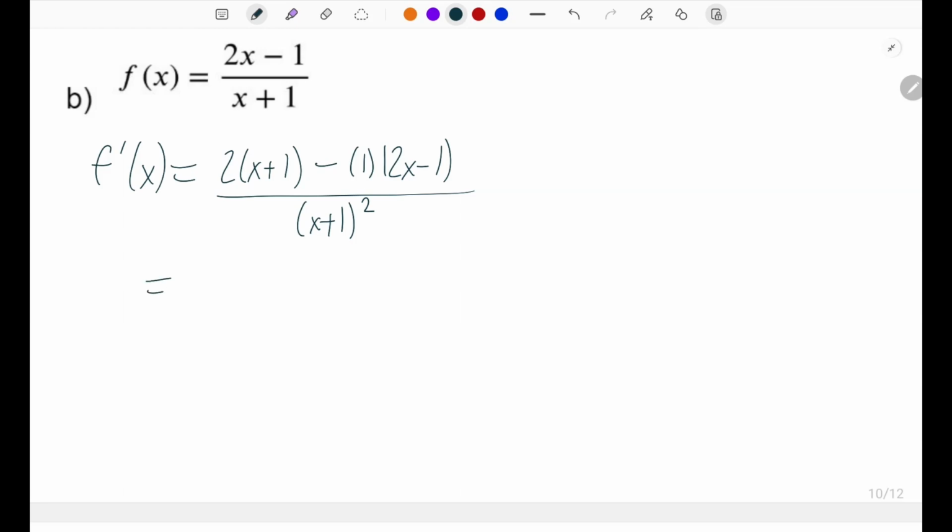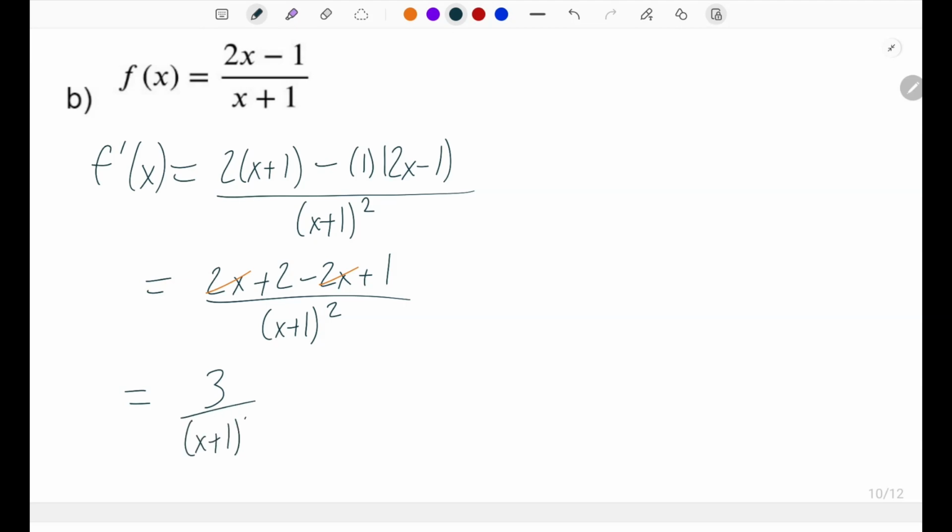Let's clean up that numerator. We're going to have 2x plus 2 minus (2x minus 1). Careful of that double negative. All over (x plus 1) squared. And what do we get? Well, the x's cancel out, 2x minus 2x. We get 3 over (x plus 1) squared. All right. So in this case, if we set this function equal to 0, well, you'd set the numerator equal to 0, so no zeros.